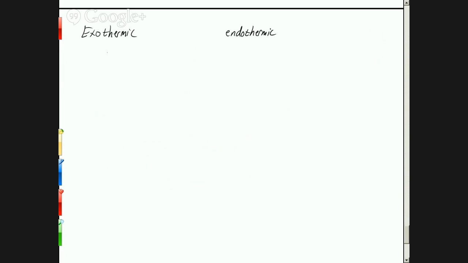Well, hopefully not. Maybe. If you have an exothermic process, what should happen to the temperature? Yeah, it should go up. So exothermic things get hot. So exothermic gets hot.